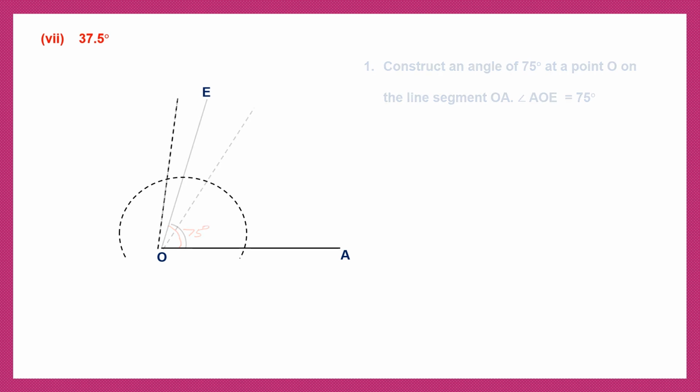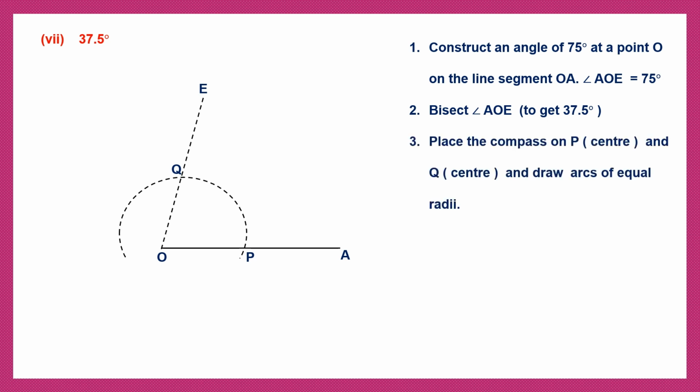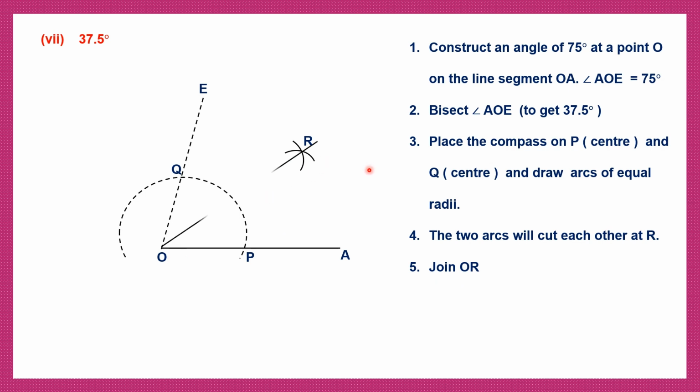So right now we have only a 75-degree angle here. We are going to bisect it. So how do we do it? Place the compass here and draw two arcs. So let's draw the two arcs, one arc and the other arc. And the two arcs will cut each other at R. So name that point R. Join OR.